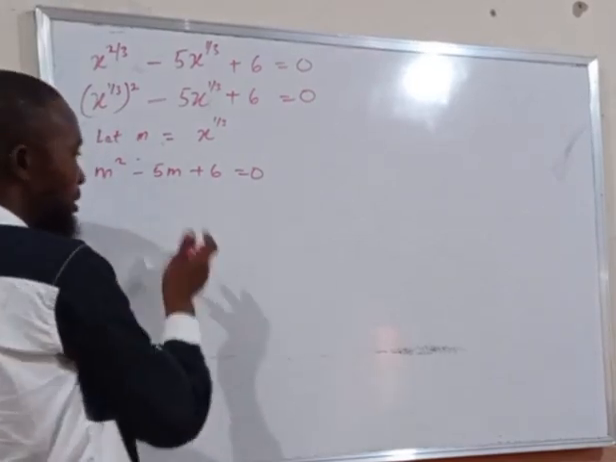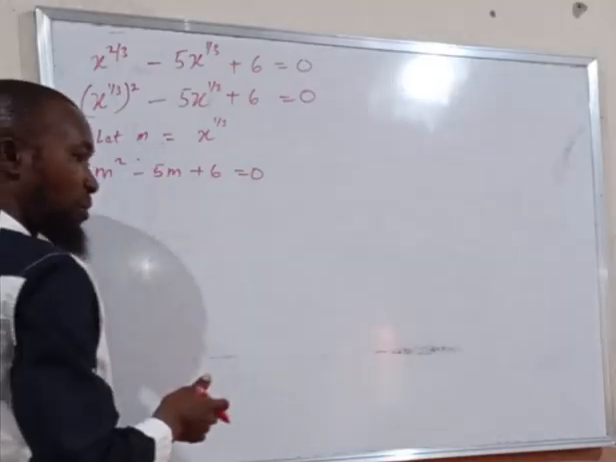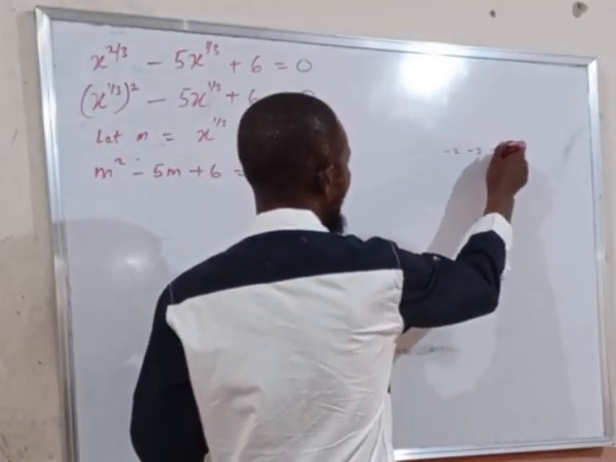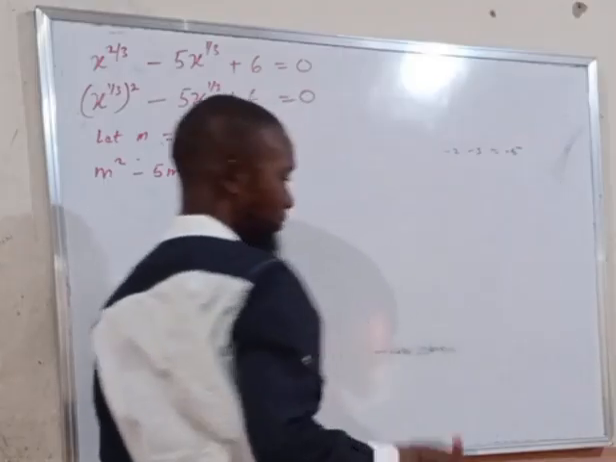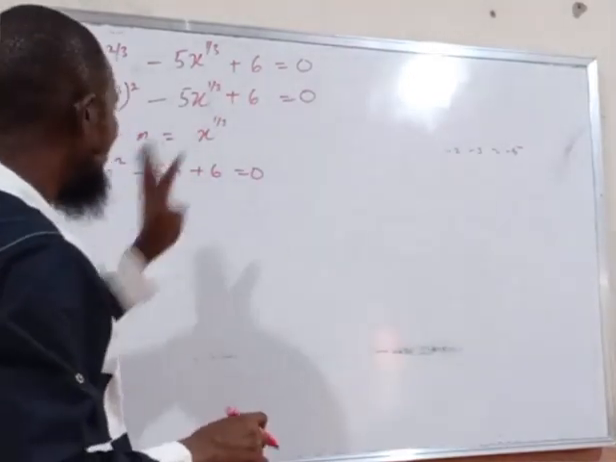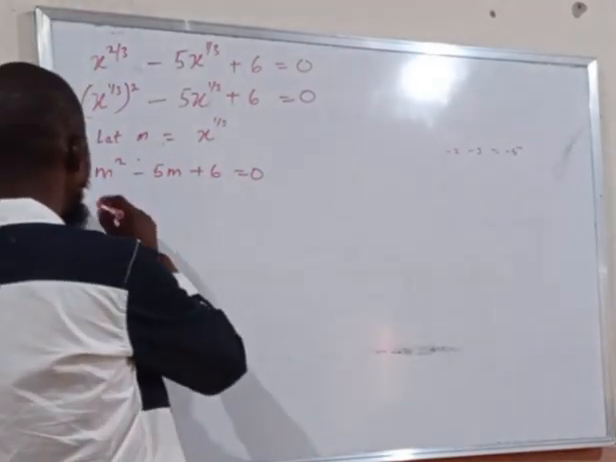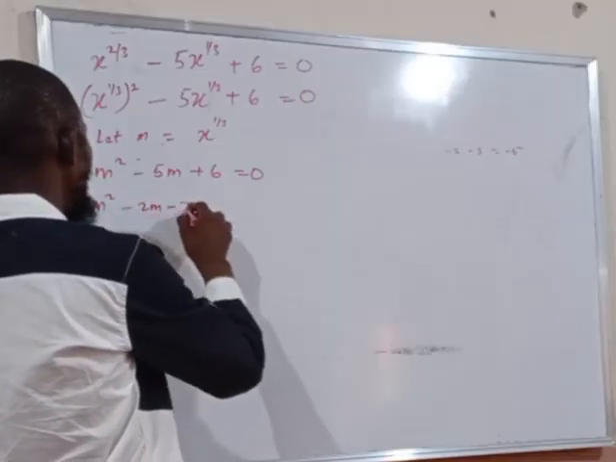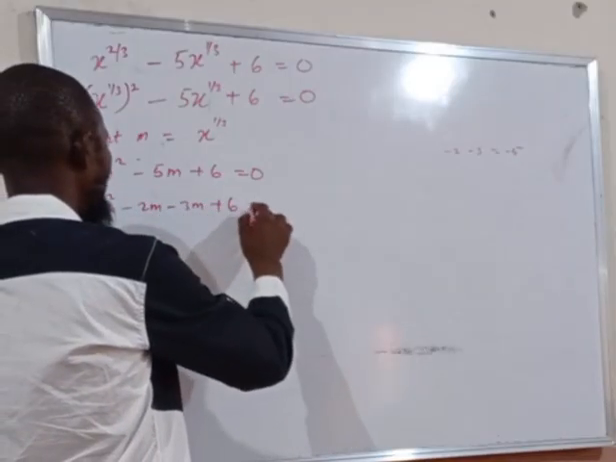Now 1 times 6 is 6. What factor of 6 can give you minus 5? We can use 2 times 3, Abi. Minus 2 minus 3 can give us minus 5. Is that clear? Don't worry, we are getting to that topic very soon. So we now have M squared minus 2M minus 3M plus 6.